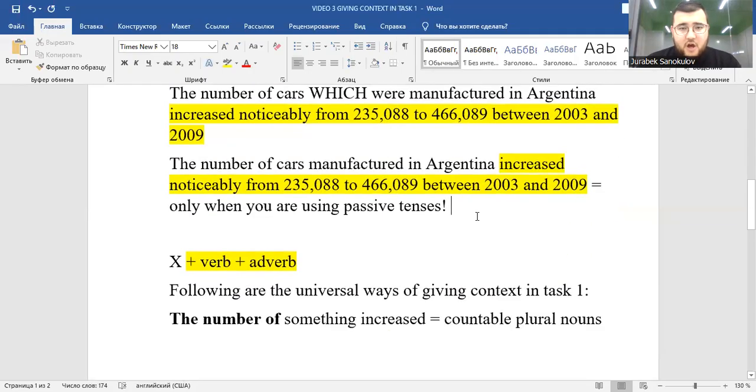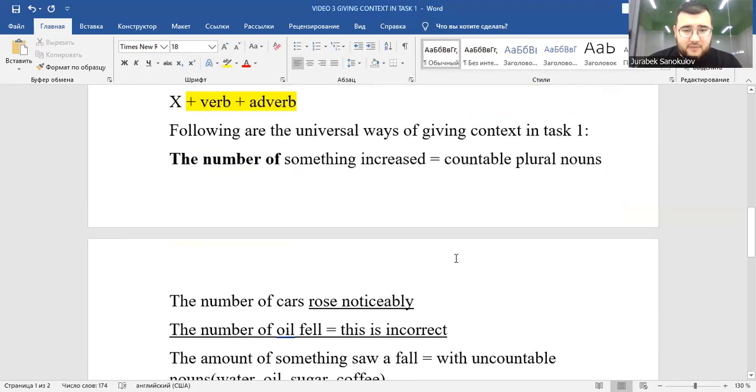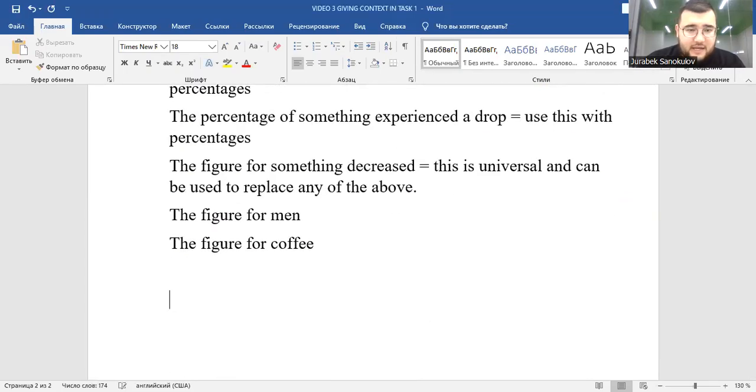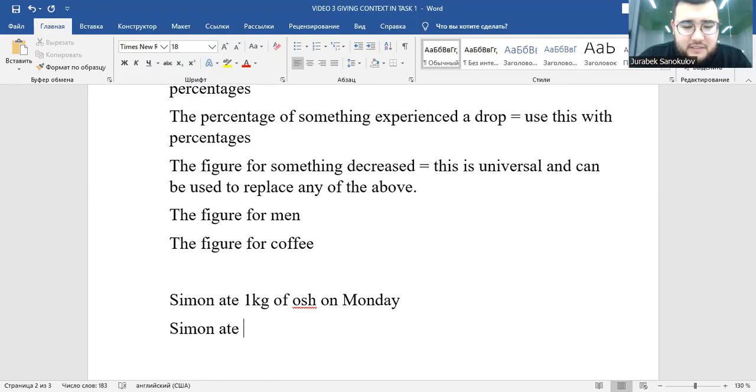Now let's look at other examples. So here I'm just going to give you a context, let's just say. Let's use Simon again. Imagine this. Simon ate 2 kilograms of osh, or just say 1 kilogram of osh on Monday. And then Simon ate, let's just say, 4 kilograms of osh on Thursday.